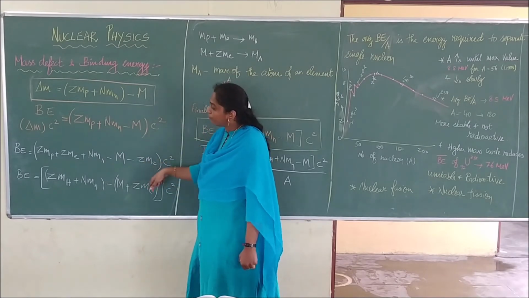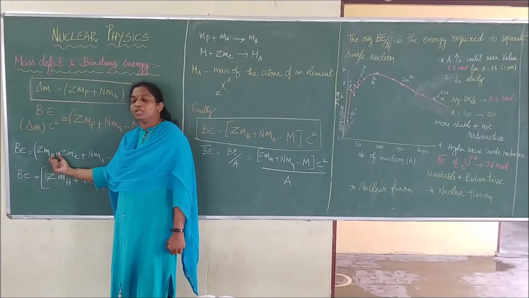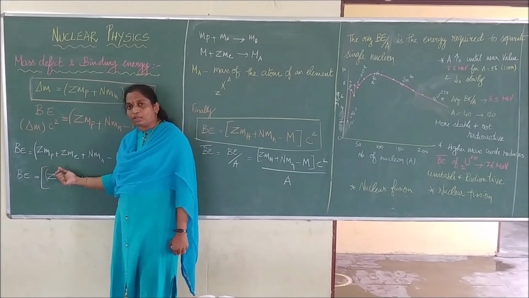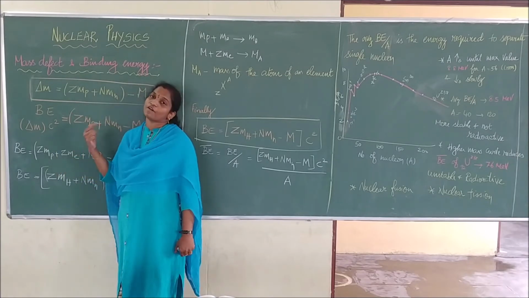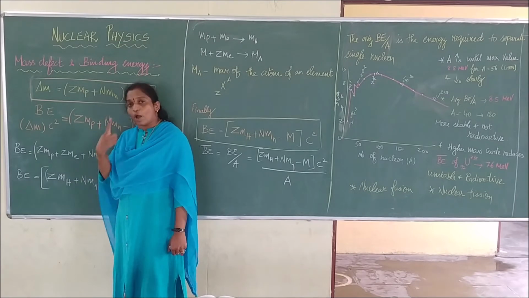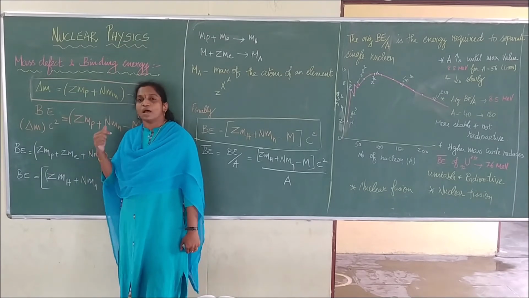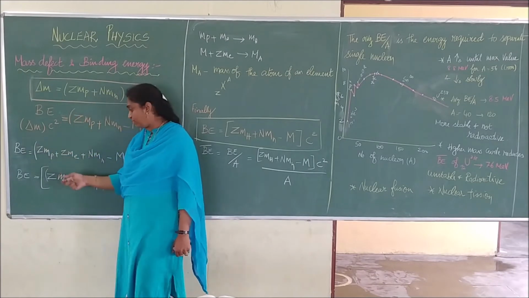Then, in order to simplify that, from these two equations, if I take Z common, it becomes Z into (mp plus me). So, mass of proton and mass of electron constitute what? The mass of hydrogen. We explained it already, isn't it? One hydrogen atom has what? One proton and one electron. So, mass of proton plus mass of electron give rise to the mass of a hydrogen atom.